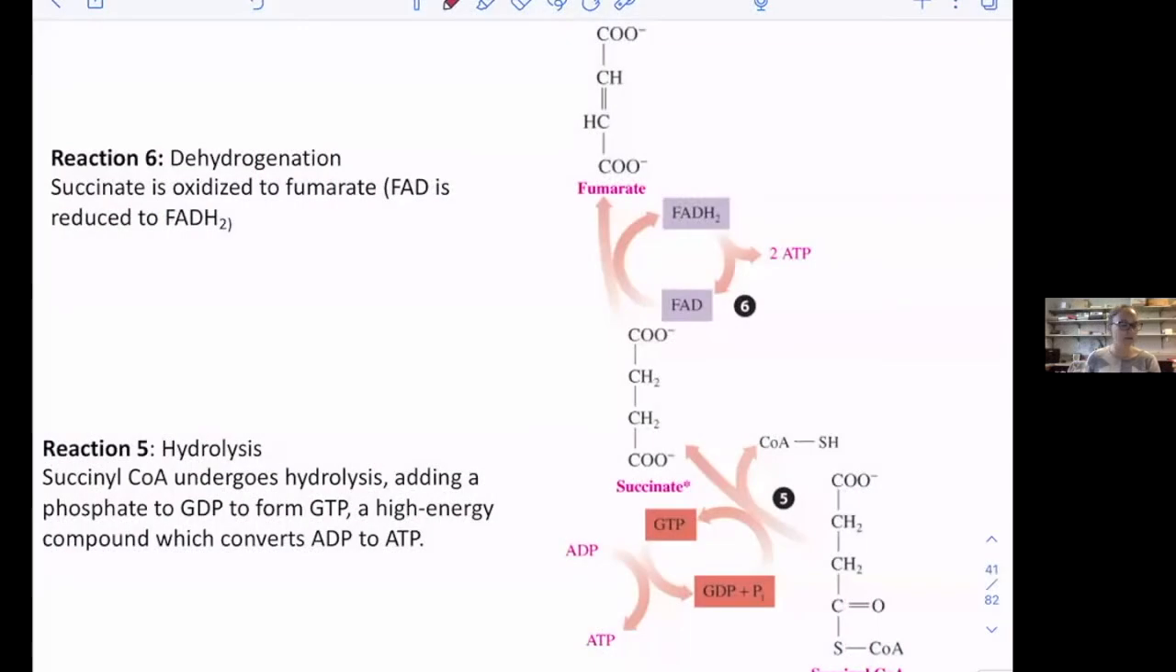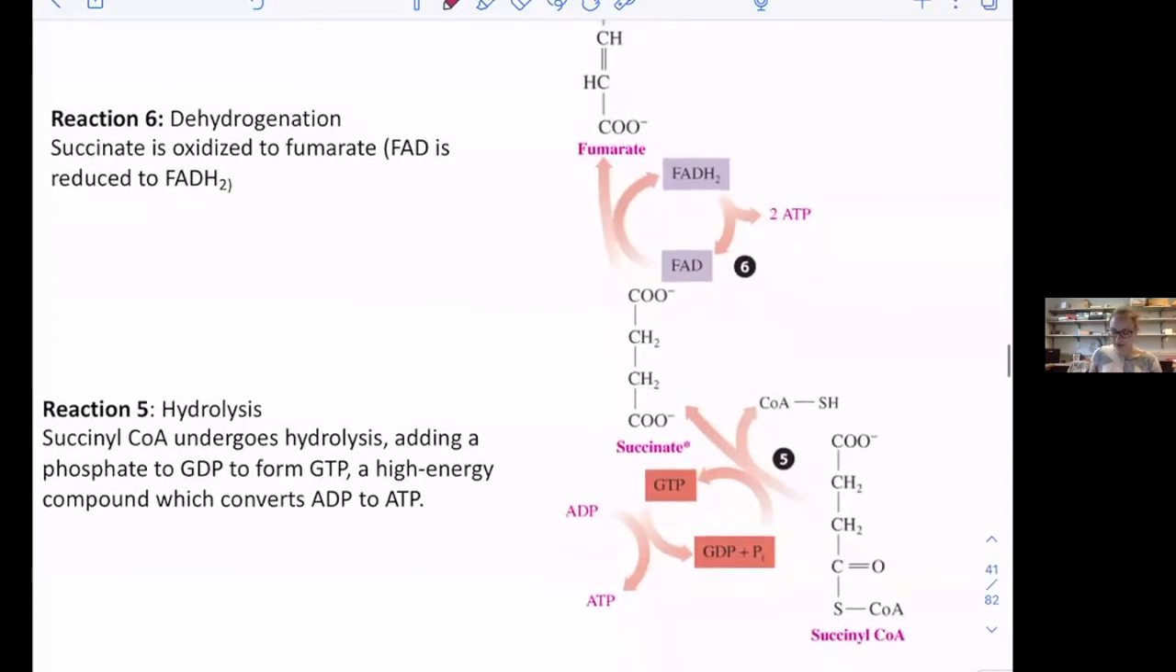Okay, so the second half of the citric acid cycle is going to be refreshing the cycle, finishing up the cycle in order to allow us to start the cycle again. It's a little weird since it's a circle, we're going up. So reaction 5 is on the bottom. We're going to start in the bottom here. We made our succinyl-CoA, and we're going to do a hydrolysis reaction.